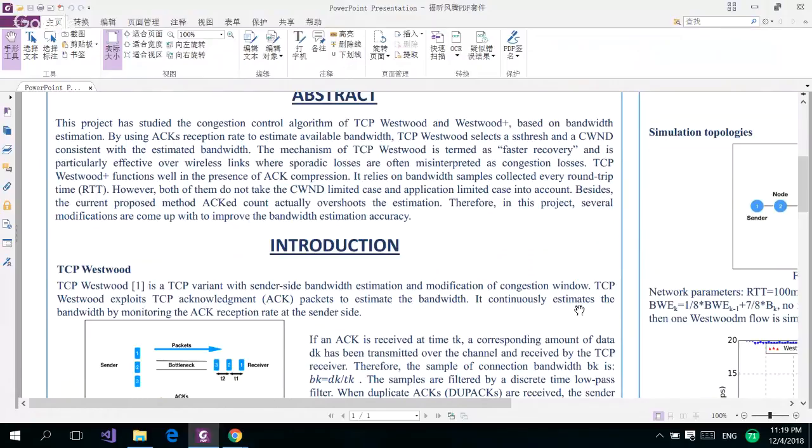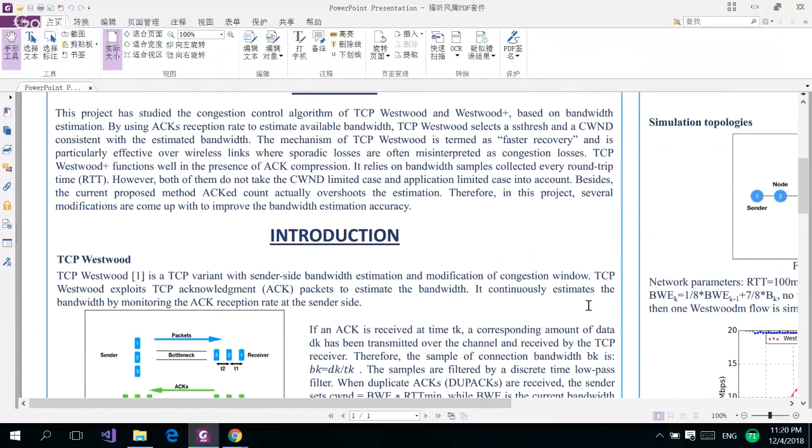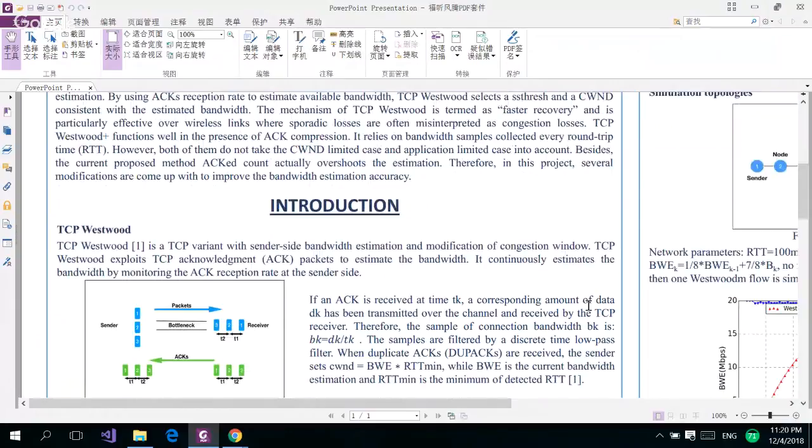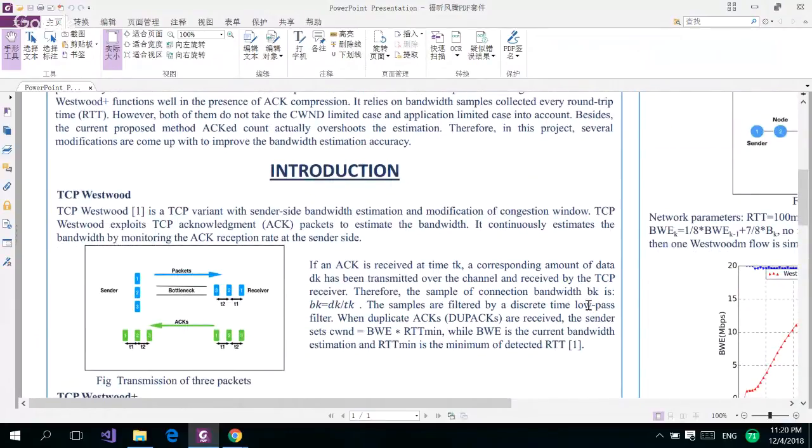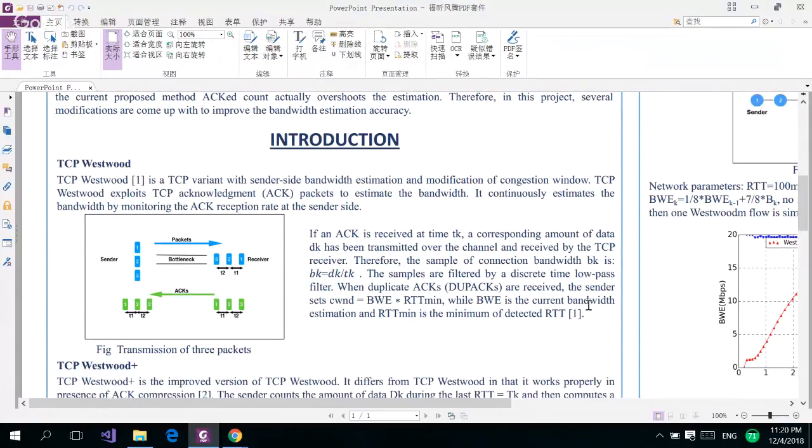TCP Westwood Plus functions well in the presence of ACK compression. It relies on bandwidth samples collected every round-trip time. However, both of them do not take the cwnd limit case and application limit case into account. Besides, the currently proposed method, ACK count, actually overshoots the estimation. Therefore, in this project, several modifications are come up with to improve the bandwidth estimation accuracy.